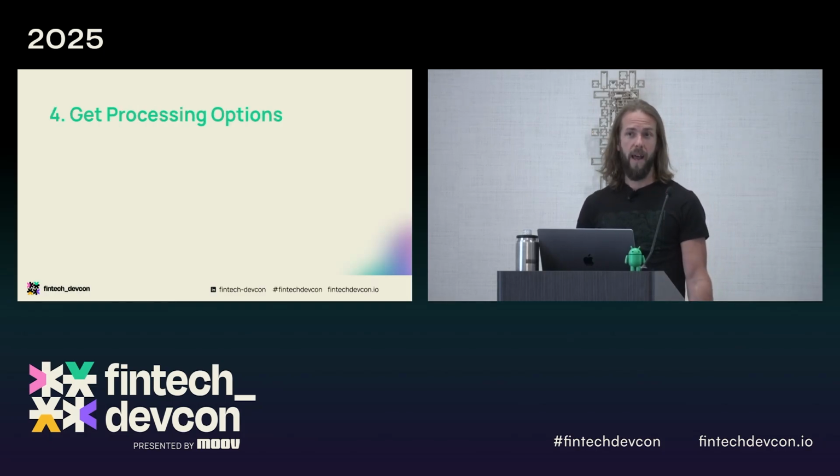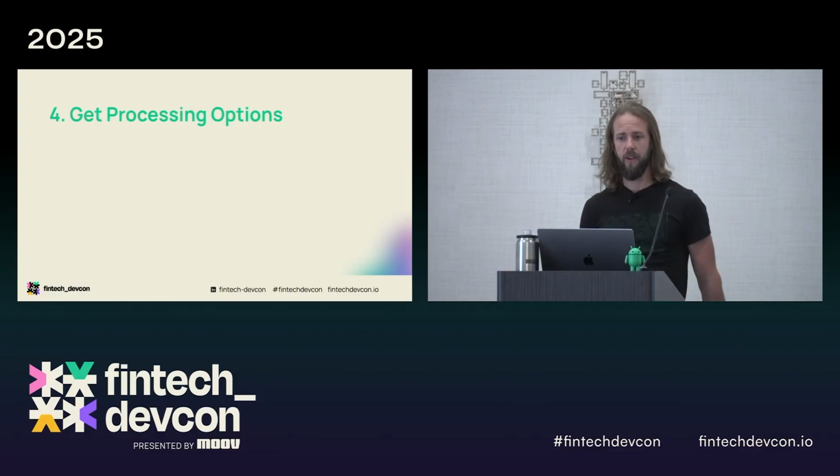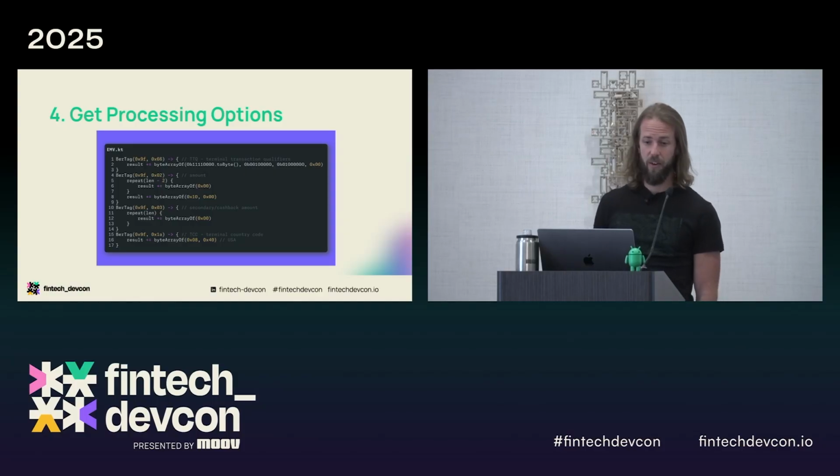So now we have to fill out that template, right? We have to give it the data that is required in the GET PROCESSING OPTIONS command. So this code, again, is very basic. It's by no means a full EMV level 2 kernel. It's just filling out the things that I have found in my testing, in my test cards.